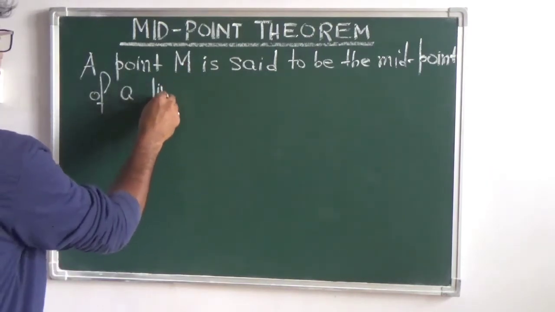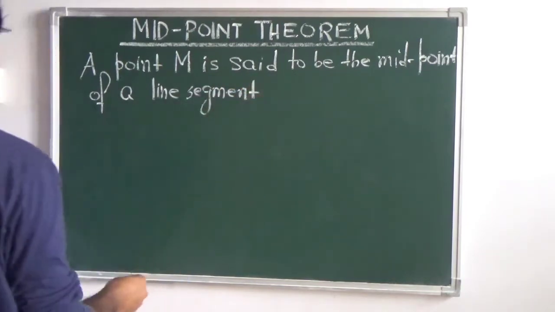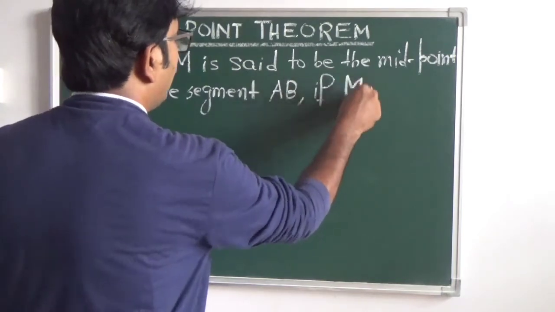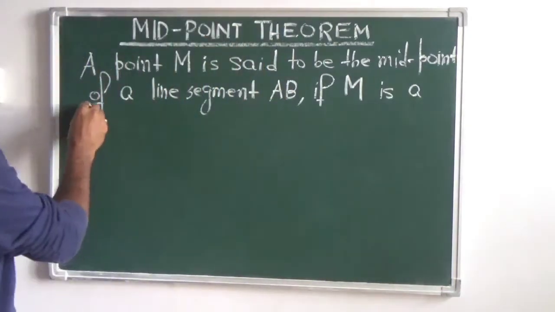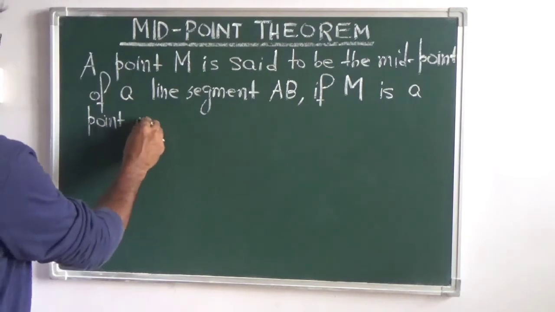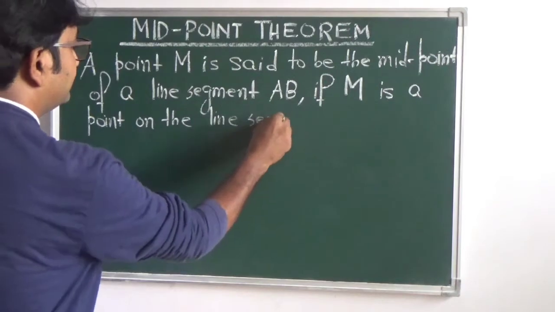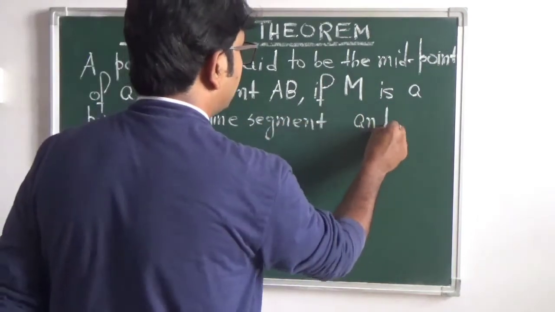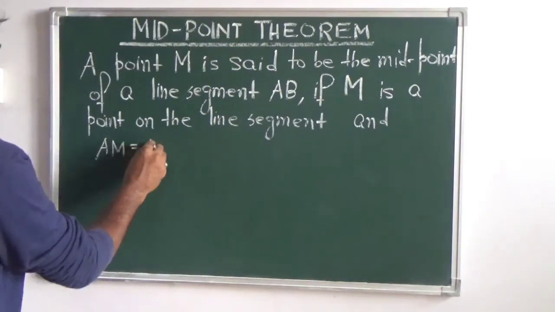A point M is said to be the midpoint of a line segment AB if M is a point on the line segment and AM equals to MB.